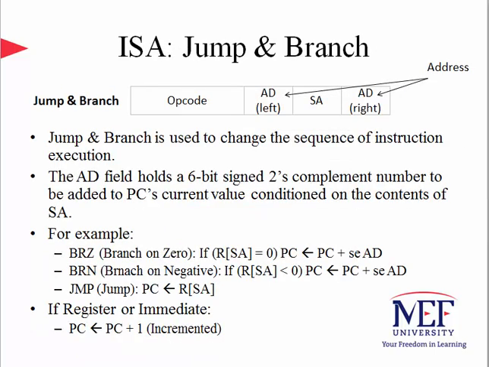ISA jump and branch instructions are a bit tricky and involved compared to the other two instruction formats, so let us spend a bit more time on it. Jump and branch is used to change the sequence of instruction execution.